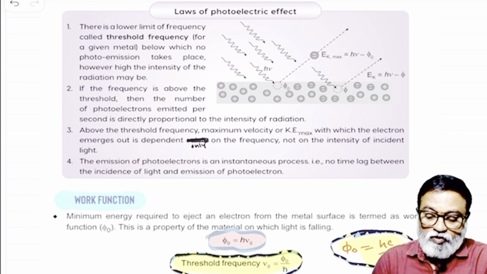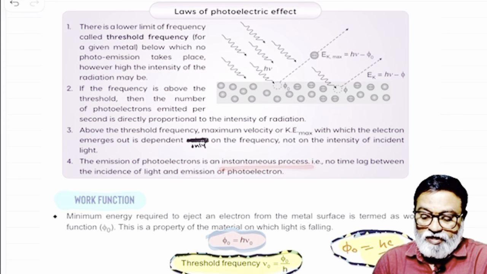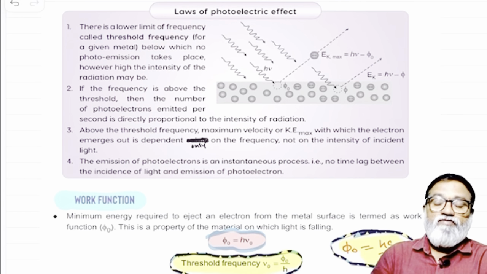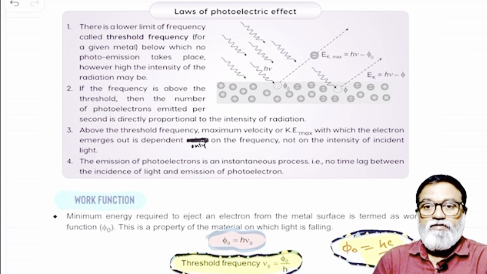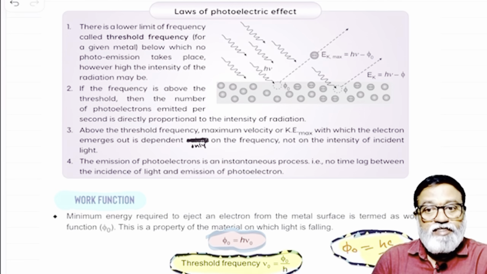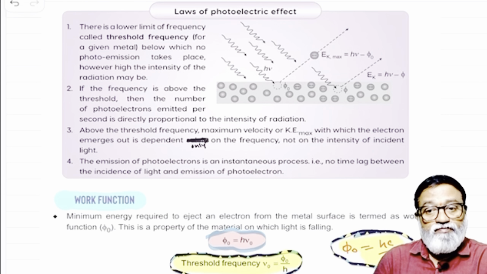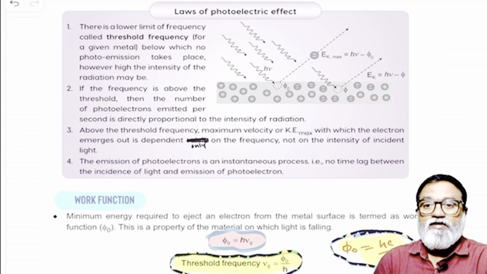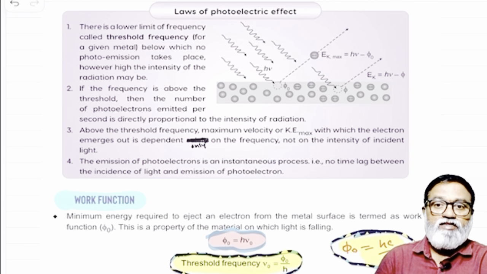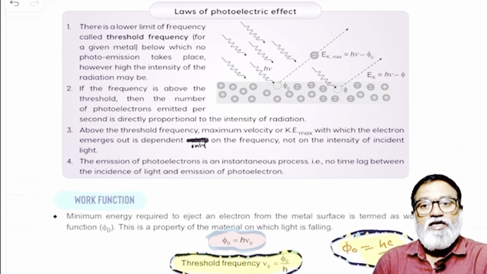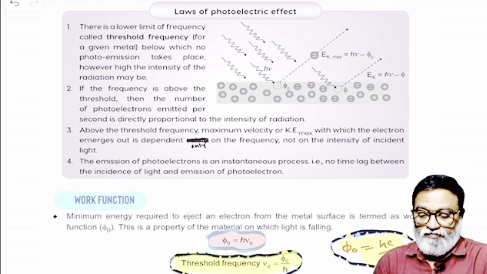The emission of photoelectrons is an instantaneous process. That is, there is no time lag between the incident light and emission of photoelectrons. For example, in thermionic emission, when a metal is heated up, after that electrons can be ejected. But in the photoelectric effect, there is no time lag. Whenever photons are incident on the metal, spontaneously electrons are ejected from this metal surface.